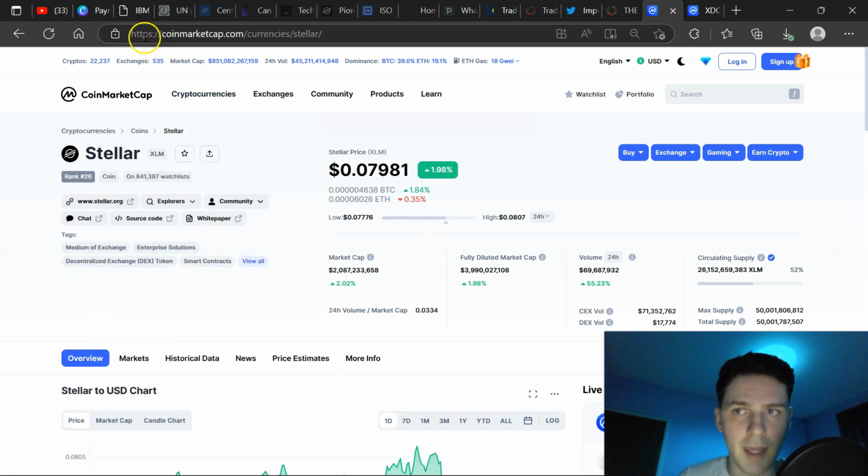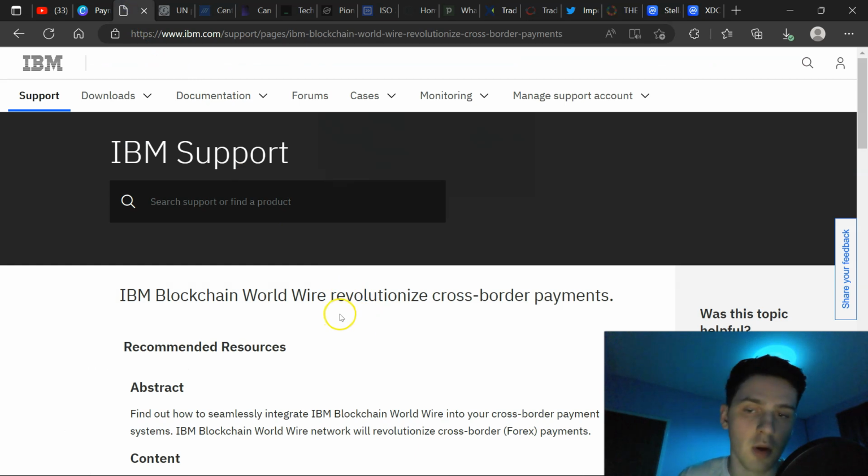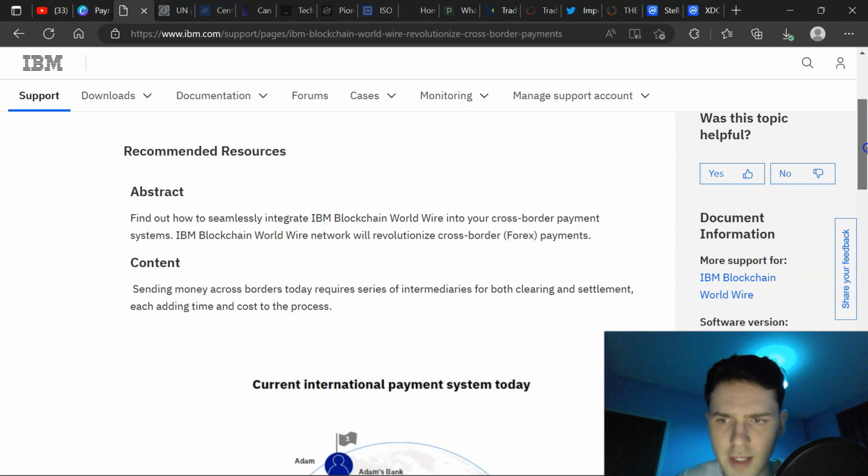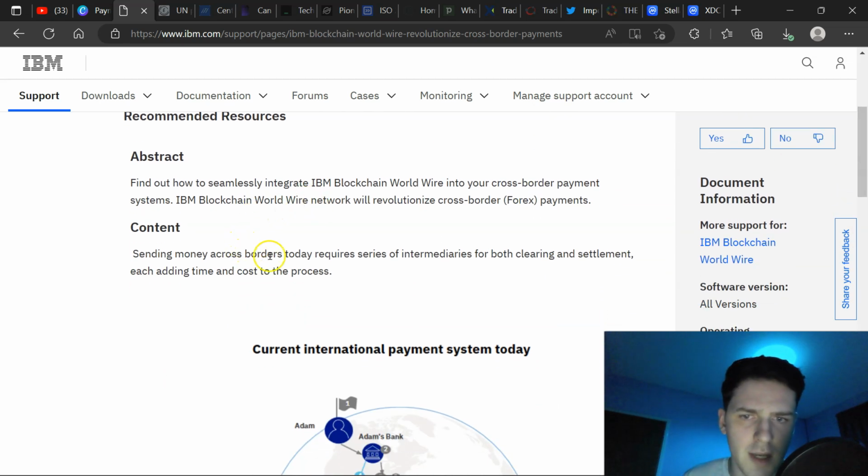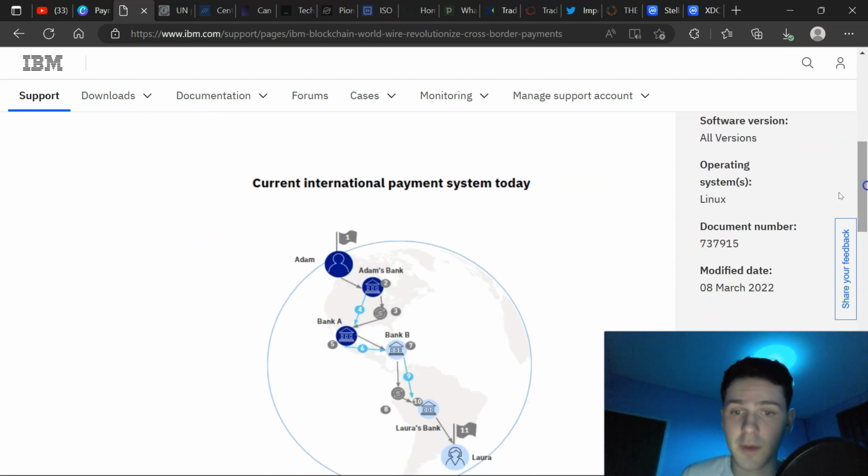So payments. Now here we have IBM blockchain worldwide revolutionized cross-border payments. Let's have a little bit of a read. So we can see sending money across borders today requires a series of intermediaries for both clearing and settlement, each adding time and cost to the process. Yes, a small bank to another small bank, there is fee after fee after fee, time after time again.